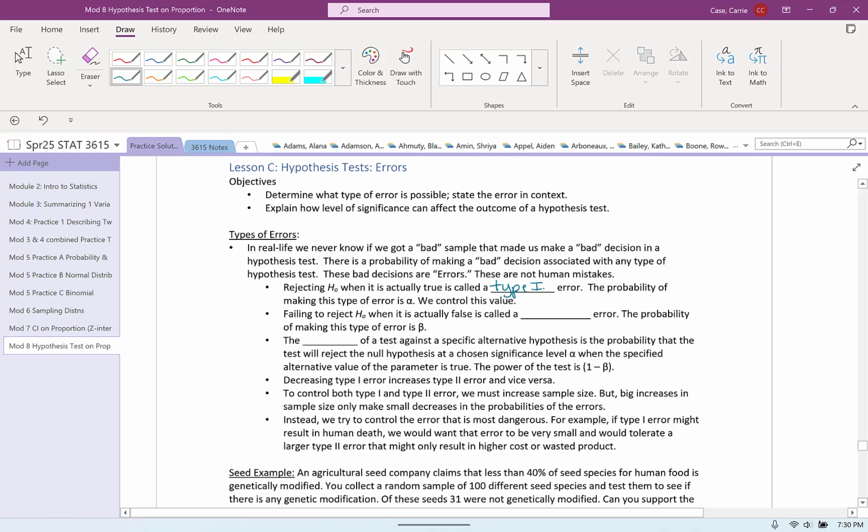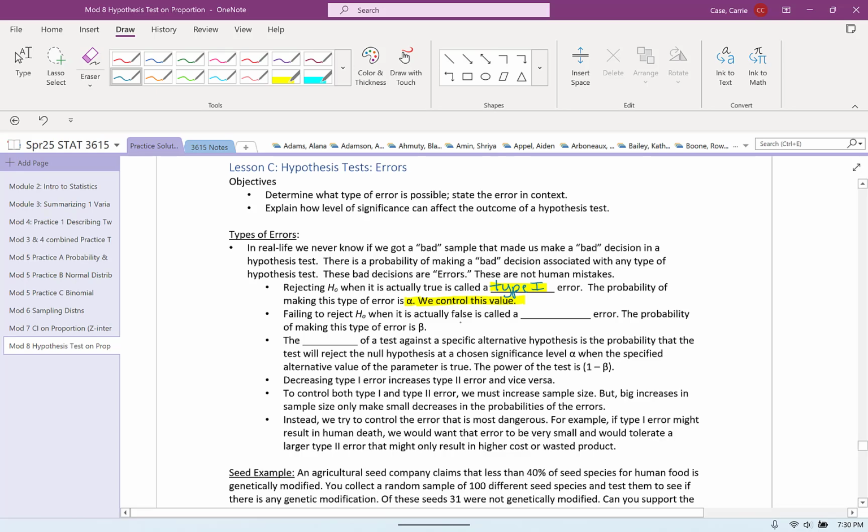And we typically use Roman numerals, but I don't care if you use regular numbers. The probability of making this type of error is alpha. So the probability of type 1 error is alpha, and we control this number. That's that 5%, our level of significance, or 10% or 1%.